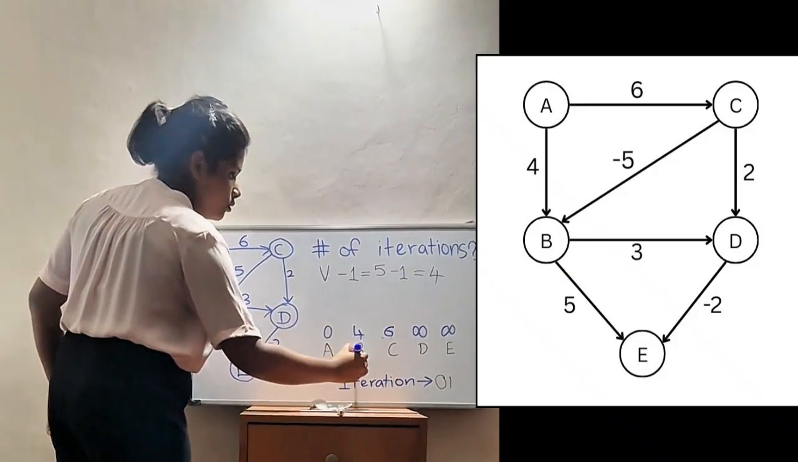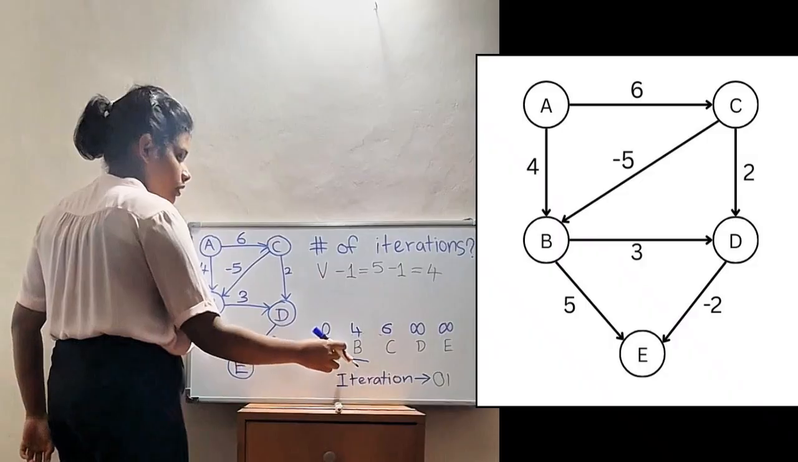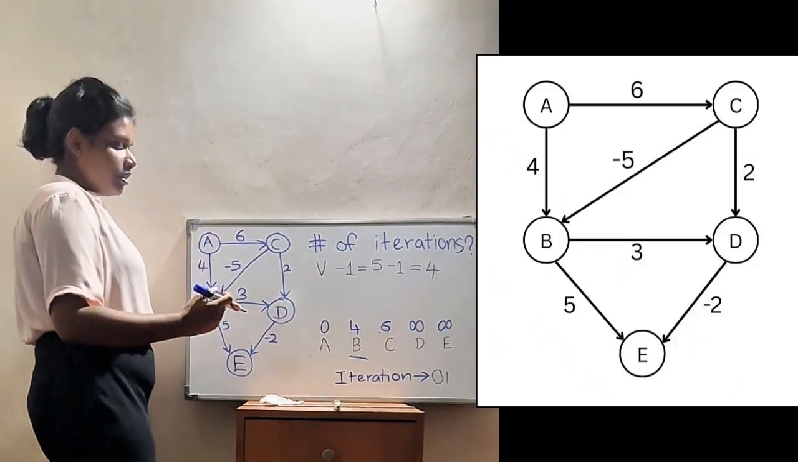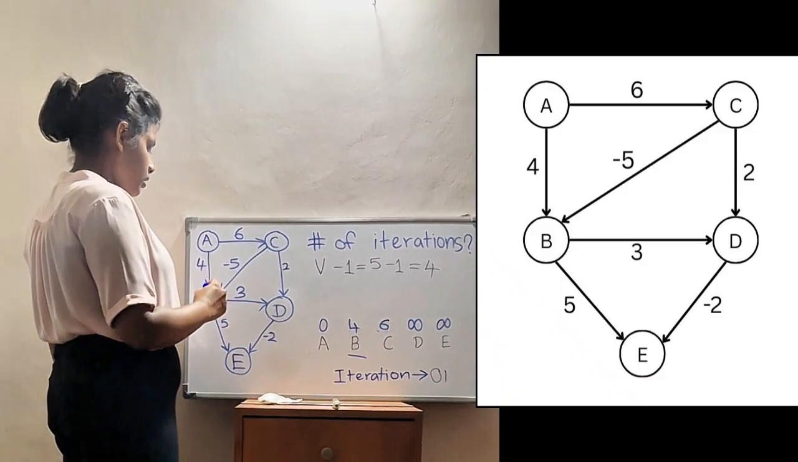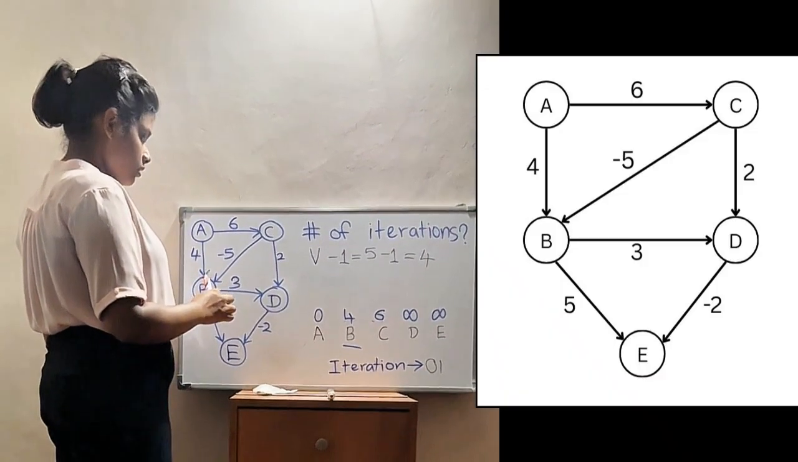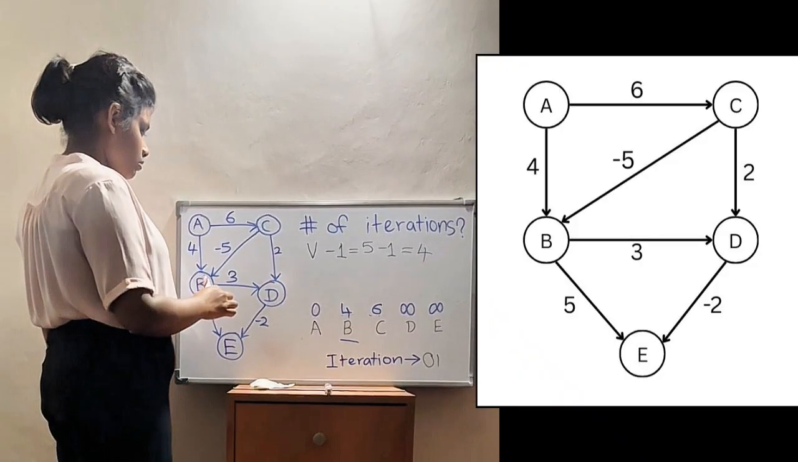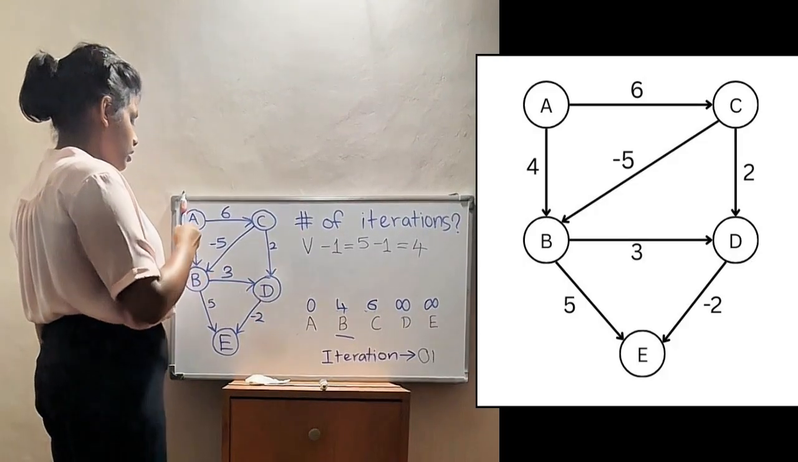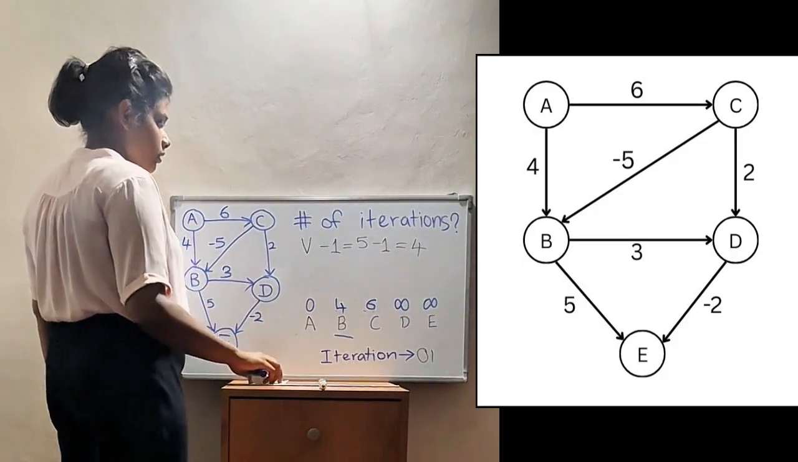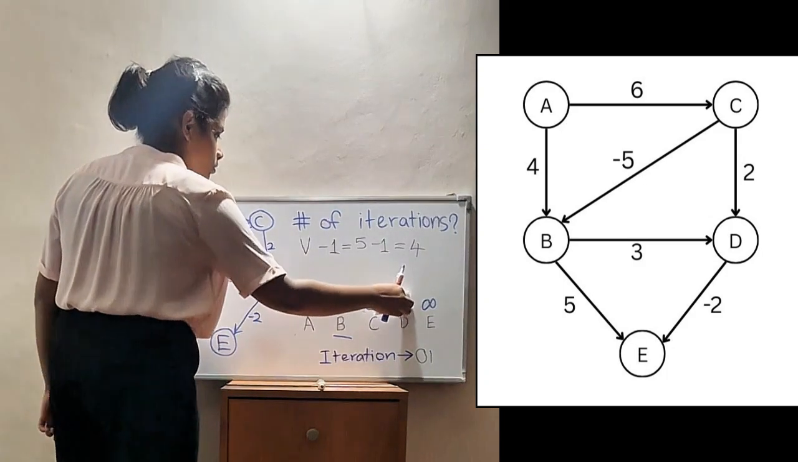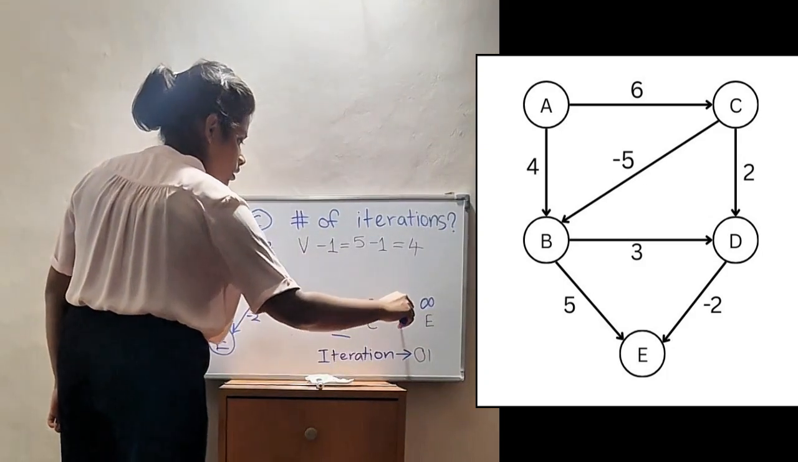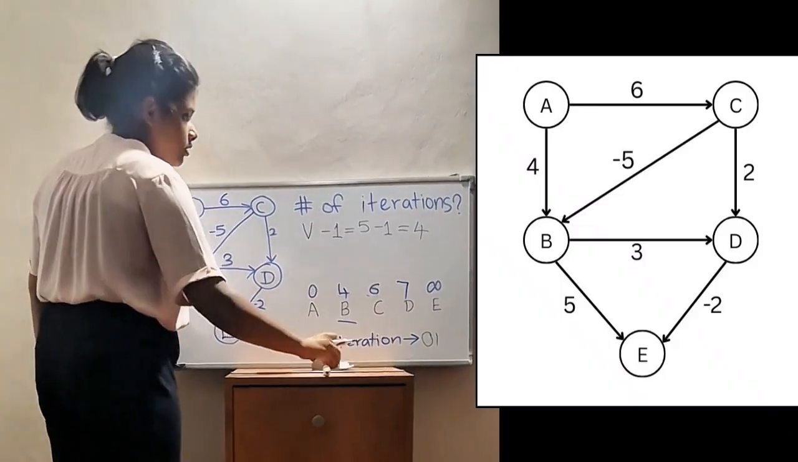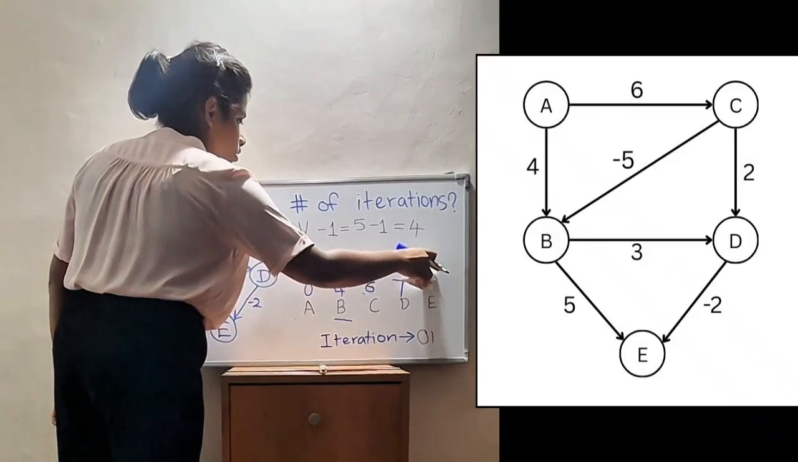Now we can move on to B as there are no more paths from A to any other nodes. From B, there is a path to D as well as E. So D is going to be 4 plus 3 equals 7 and E is going to be 4 plus 5 which is equal to 9.